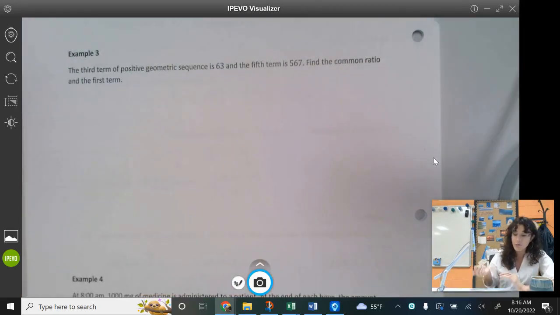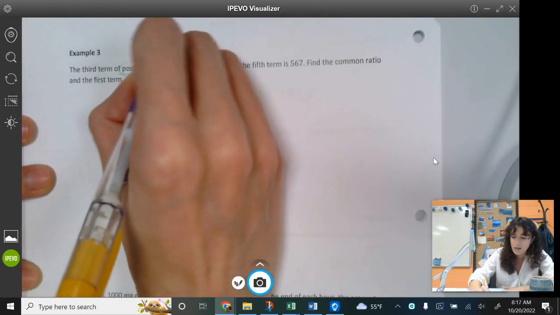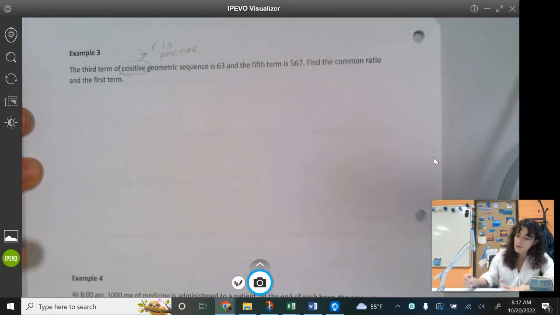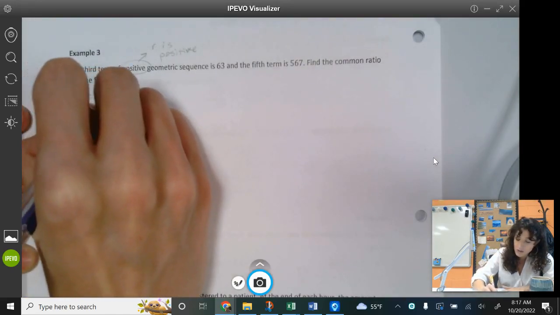So the third term of a positive geometric sequence, when you've got something that looks like this, your plan step is really important, and how you plan is really important. So I'm going to write out a few things like what's said up here, right? The third term of a positive geometric sequence, that means r is positive, and I'll link back to why that's important when it comes up. The third term of a positive geometric sequence is 63. So u sub 3 equals 63.